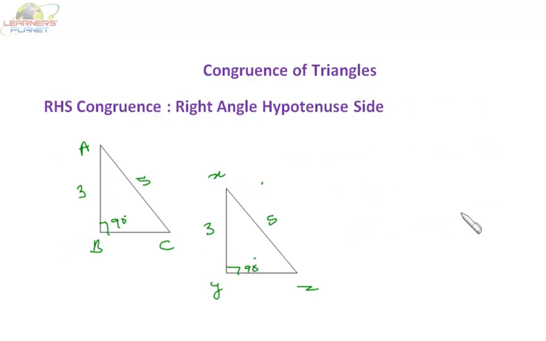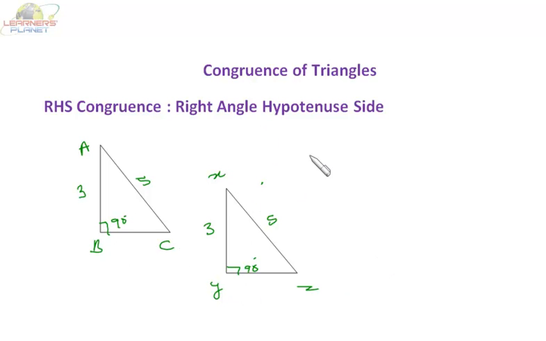Now let's discuss RHS congruence, that is right angle hypotenuse side. Two right angle triangles are congruent if the hypotenuse and one side of one triangle are respectively equal to the hypotenuse and one side of the other triangle. In this case, we can see this is a right angle triangle ABC and XYZ.